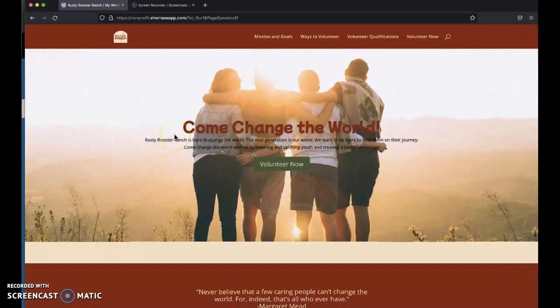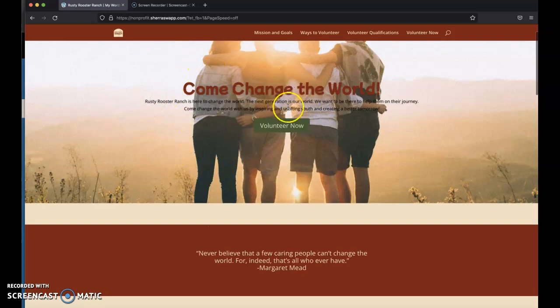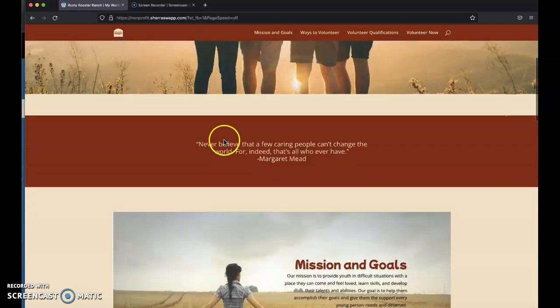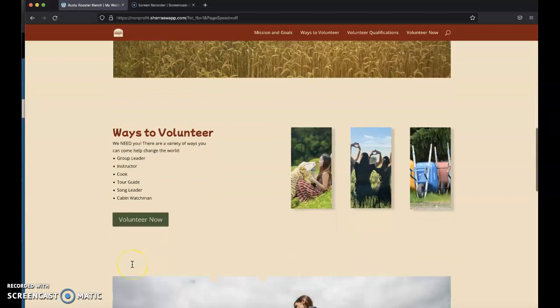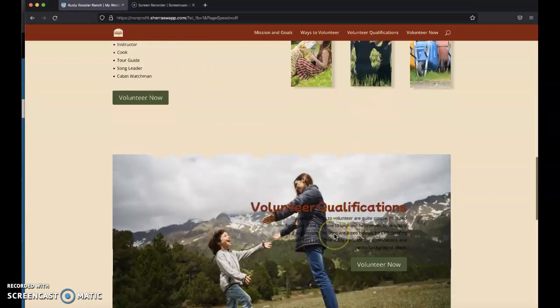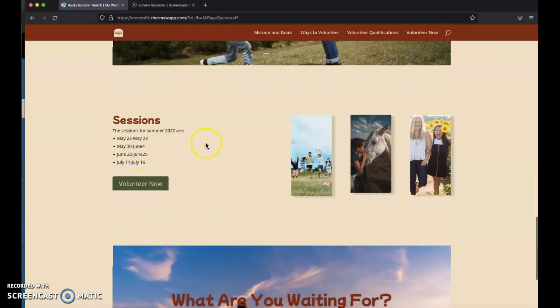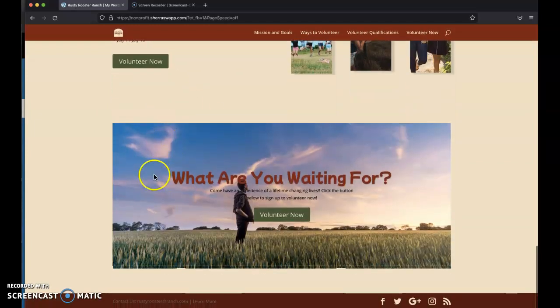Some things I decided to cover in this were the first tagline to get people excited, a nice quote, and then our mission and goals, ways to volunteer, and volunteer qualifications. And then the sessions as well, so people know when they would have to volunteer. And then a call to action. What are you waiting for?